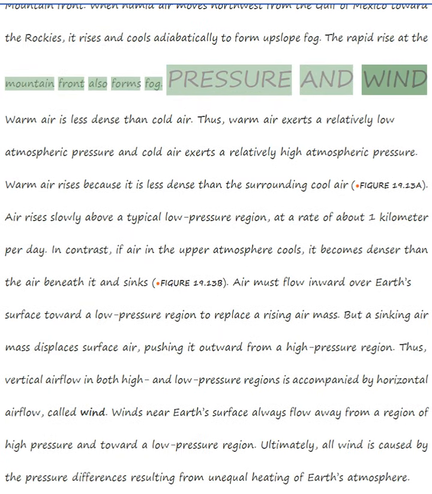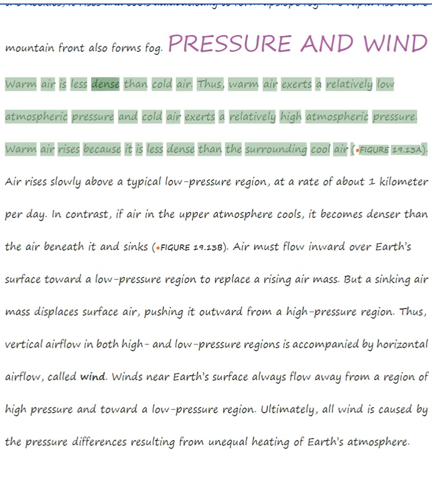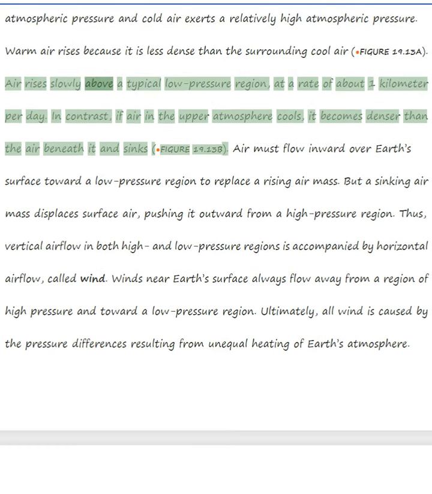Pressure and wind. Warm air is less dense than cold air. Thus, warm air exerts a relatively low atmospheric pressure and cold air exerts a relatively high atmospheric pressure. Warm air rises because it is less dense than the surrounding cool air. Air rises slowly above a typical low-pressure region, at a rate of about 1 km per day. In contrast, if air in the upper atmosphere cools, it becomes denser than the air beneath it and sinks.